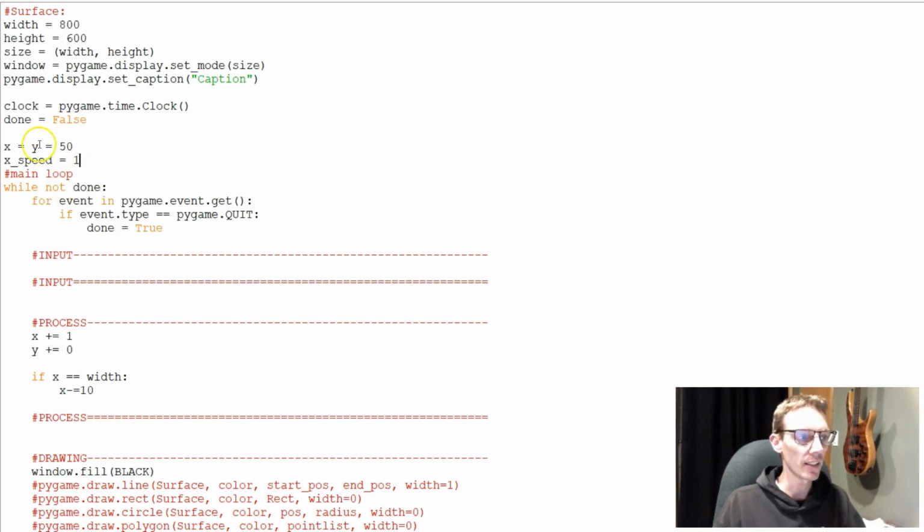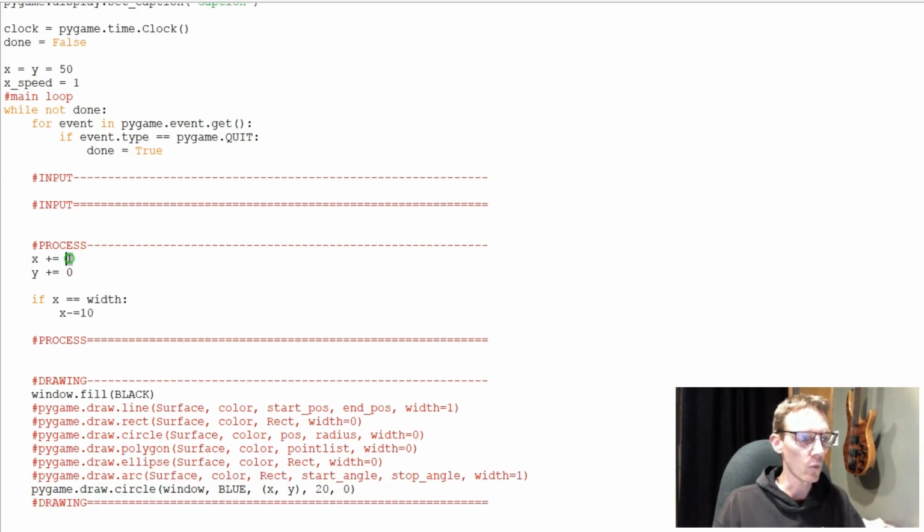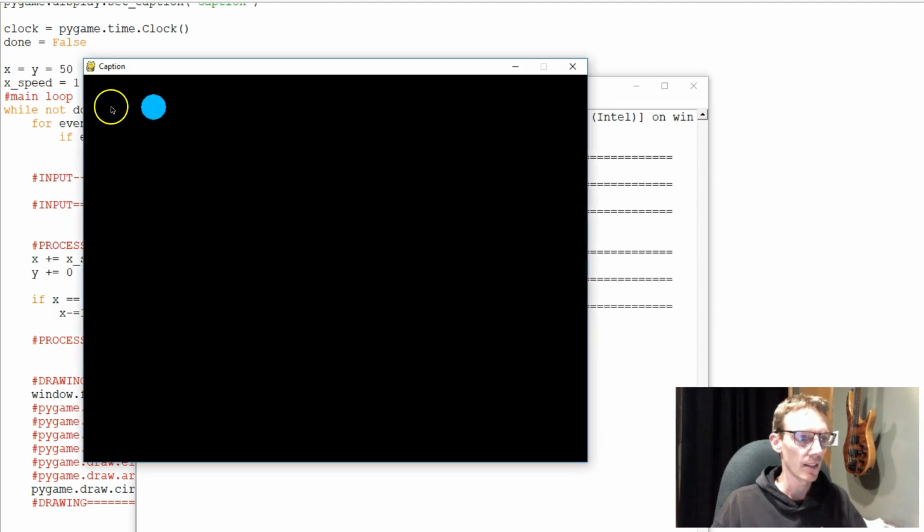We are going to be moving over by 1 each time. Now instead of adding 1 to x, we want to add x speed to x. So we want to take our position and add the speed that we're going to it. So that's how fast we're going to be moving our circle over. So let's go ahead and try running this again. You can see it's moving totally like normal, just like it was in all of the other cases.